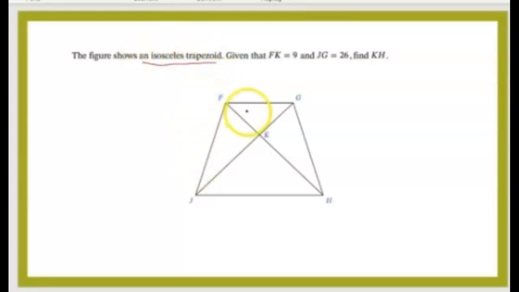So let's label what we have. FK is 9, and JG is 26. Find KH. So we know that the entire length of this diagonal is 26. So that means this whole thing is 26 because they're congruent. So to find this little piece, we just need to do 26 minus 9.